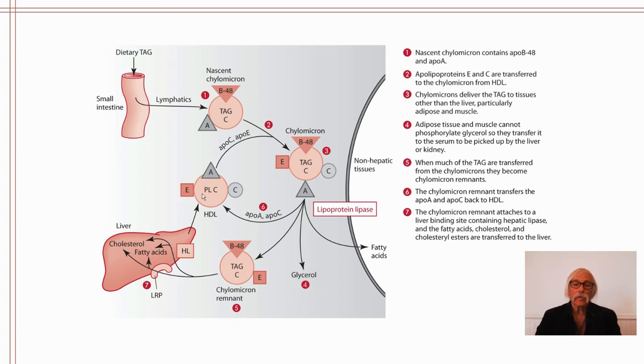Ultimately, the chylomicron remnant is going to end up back in the liver, right? So it transfers the ApoA and ApoC back to the HDL, which it just did. And now the chylomicron remnant attaches to a liver binding site, shown here, LRP. And that contains hepatic lipase, and fatty acids, cholesterol, and cholesterol esters, whatever's left over, are now transferred back into the liver, right? So that the chylomicron can carry out this function again. But again, the process is to get rid of as much of the dietary lipid as possible from the chylomicron fraction and not let the liver be a depot organ for all of the lipid that's being brought in from the diet or fractionated back into the liver after it's been mobilized to the periphery.